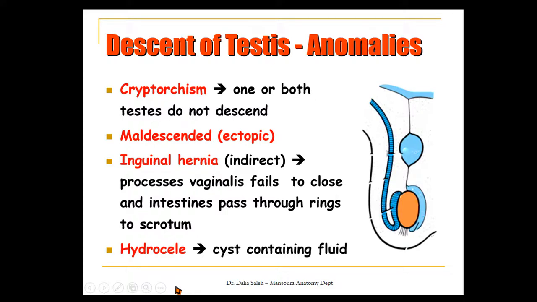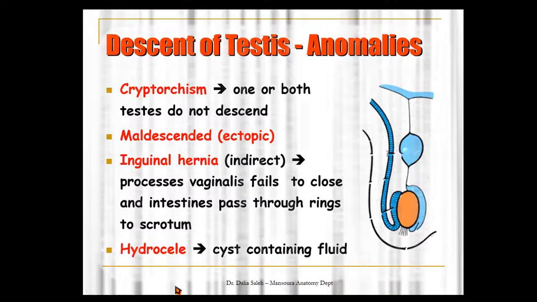These are the anomalies. Again, the non-descended testis, we call it cryptorchism. Then the mal-descended testis. Then two anomalies related to abnormalities in the processus vaginalis: either it remains open all through, which might be accompanied by inguinal hernia, or the other anomaly, when there is partial closure, we call it hydrocele.